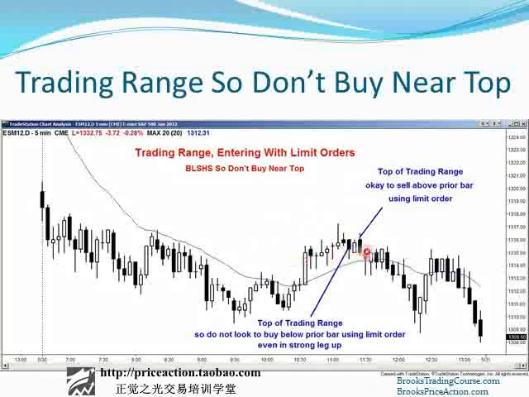In a trading range, you buy low, sell high. Where high, you only look to sell. So you're not looking to buy with a limit order below this bar. You're looking to sell with a limit order at the high of this bar.